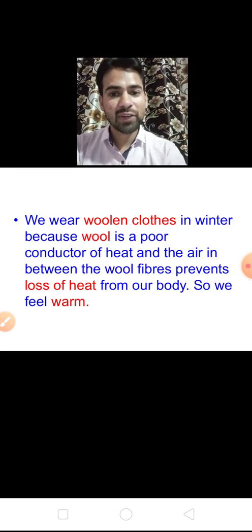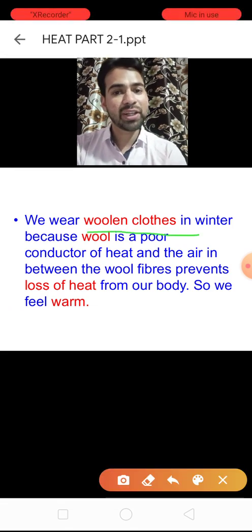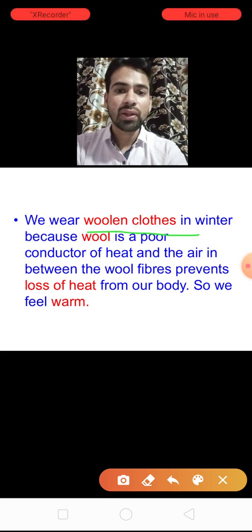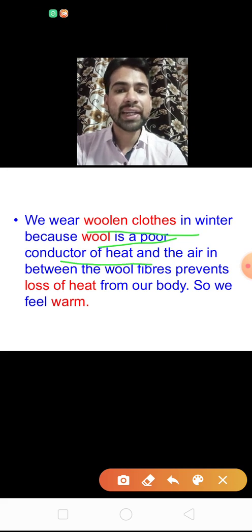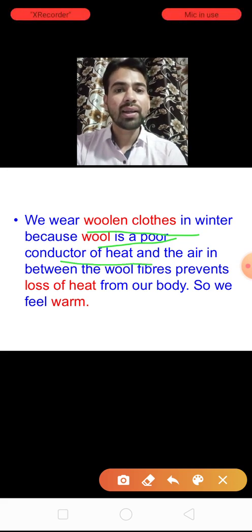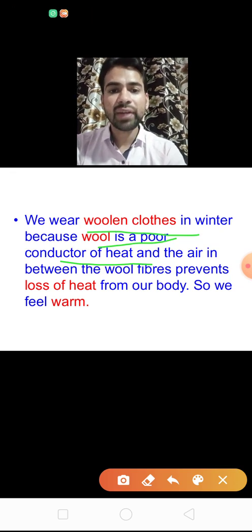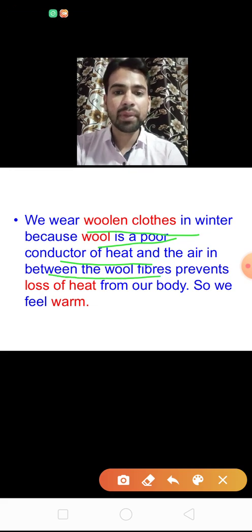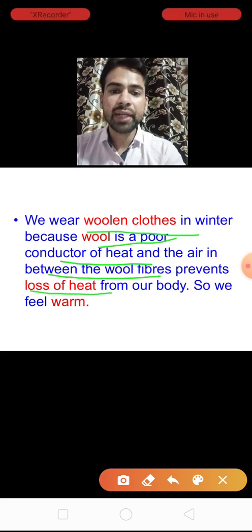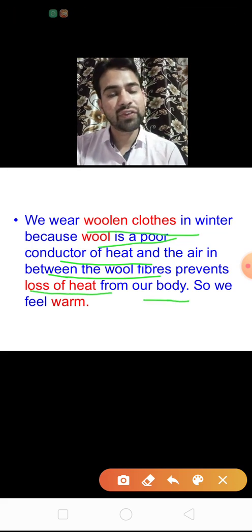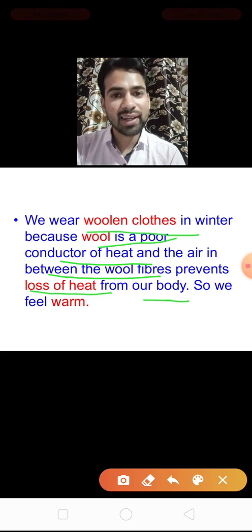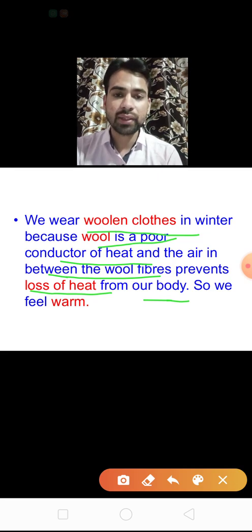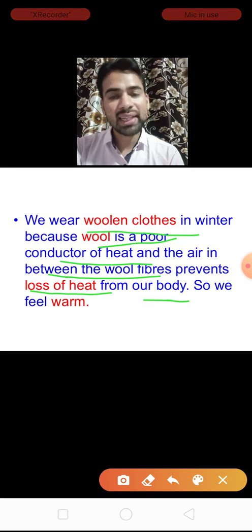Now the third one, that is woolen clothes. In winter we also wear woolen clothes. Why? Because wool is a poor conductor of heat. The air between the wool fibers prevents loss of heat from our body, so we feel warm. The air doesn't come inside the wool fibers, so we feel warm there. Clear?